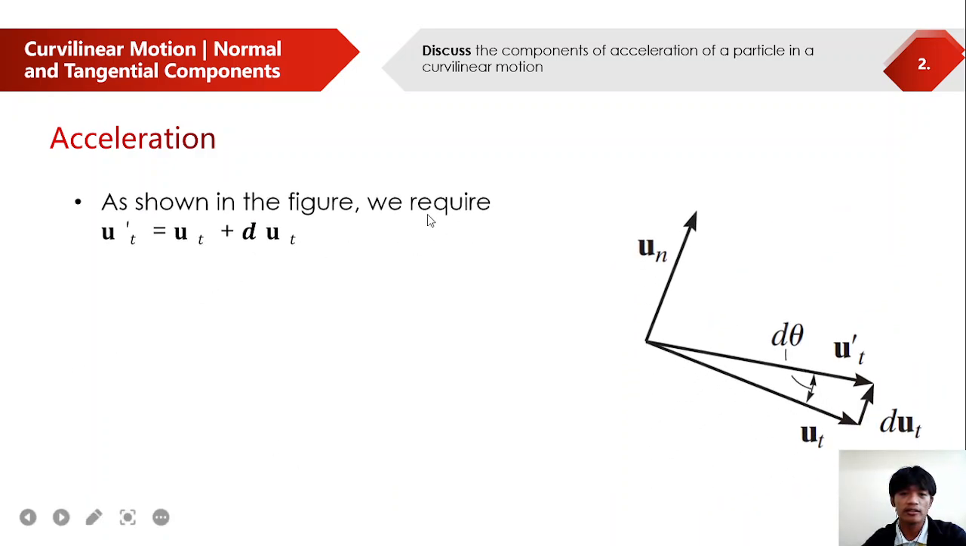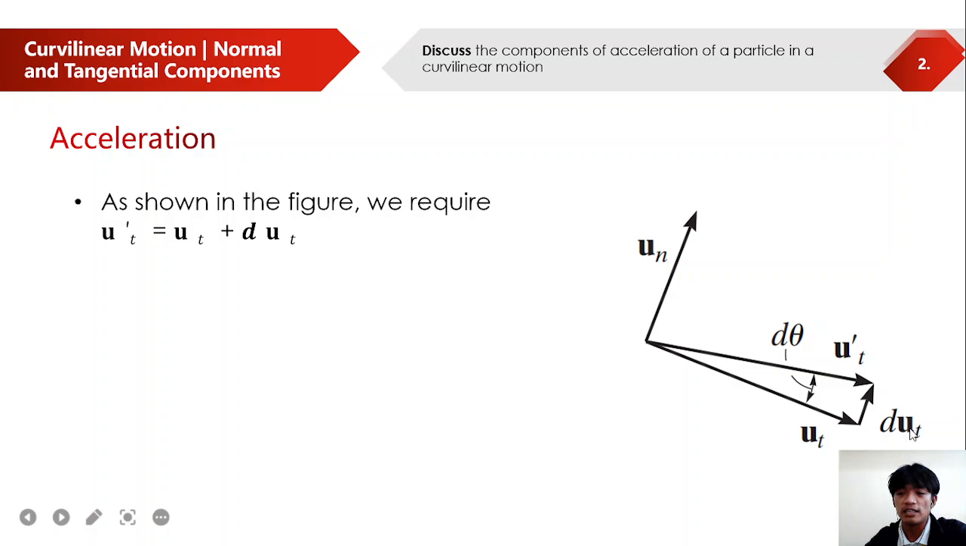Okay. So, as shown in the figure, we require u sub n, always perpendicular again sa tangential component. And then our du sub t, it means the change of the tangential component. Again, we are trying to get the value of our du sub t or the first time derivative of our u sub t. We're trying to get this one, okay? So, as shown in the figure, we require u prime sub t is equal to u sub t plus du sub t, di ba?